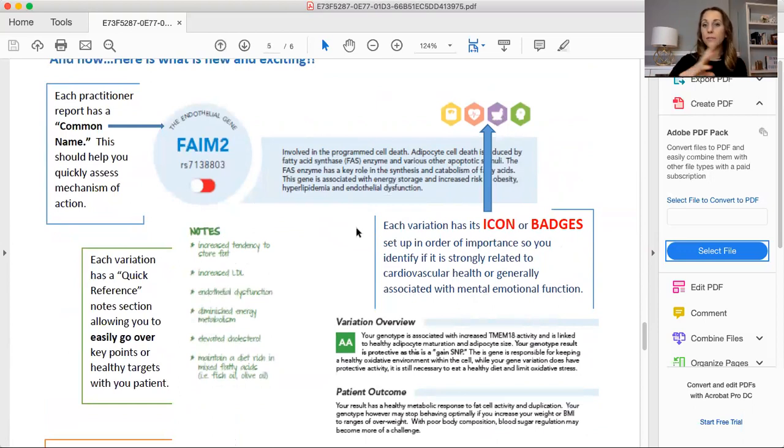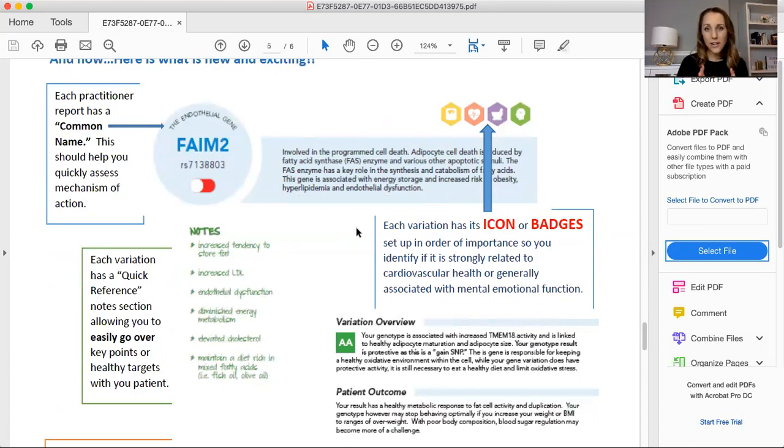You'll also see those icons or badges. They're set up in order of importance. So for the FAIM2 gene or the endothelial gene, you can see the little scale icon. Remember, that meant obesity. So this gene is mostly related to obesity.